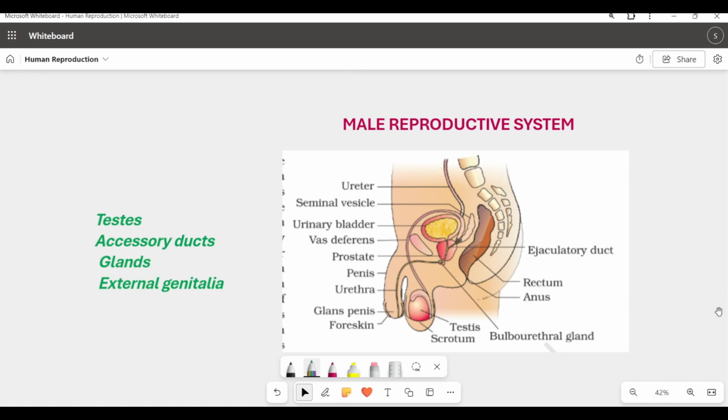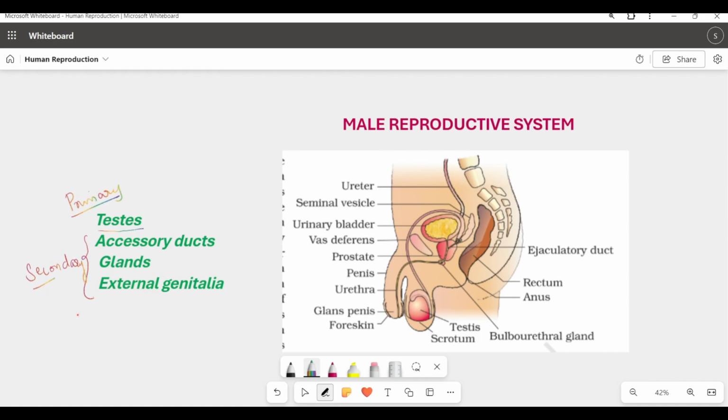When we come to the organs, we can classify them as primary sex organs and secondary sex organs. Primary sex organs are the ones that produce gametes and hormones, whereas secondary sex organs do take part and help in the process of reproduction, but they do not produce gametes or sex hormones. Such organs are called secondary sex organs. In the male reproductive system, testis is the primary sex organ, and the other parts which we listed here, like accessory ducts, glands, and external genitalia, can be put under the secondary sex organs.